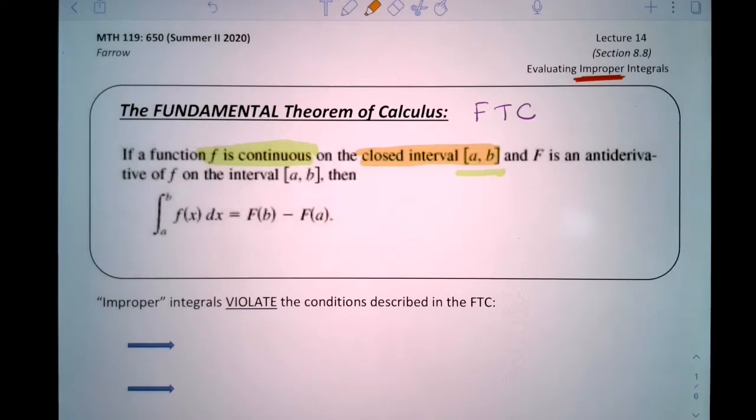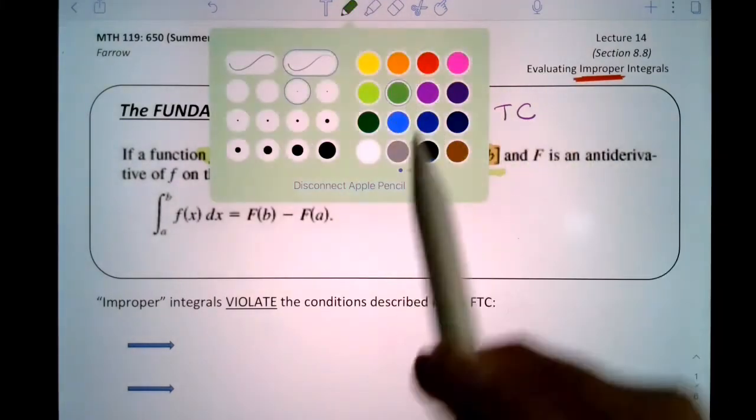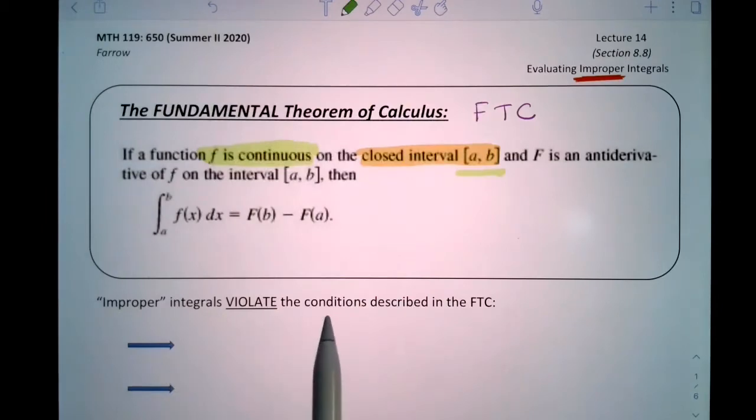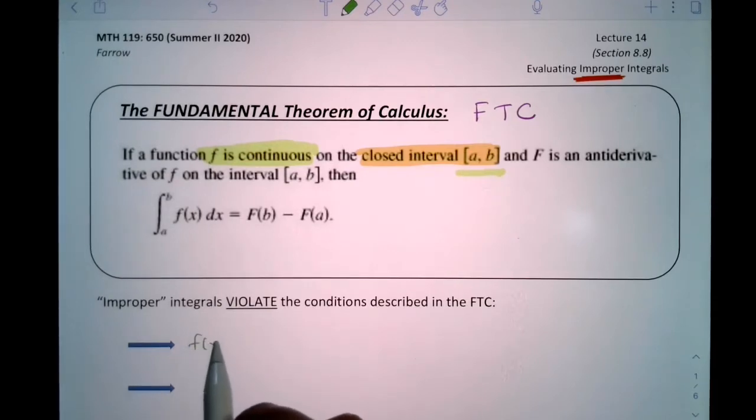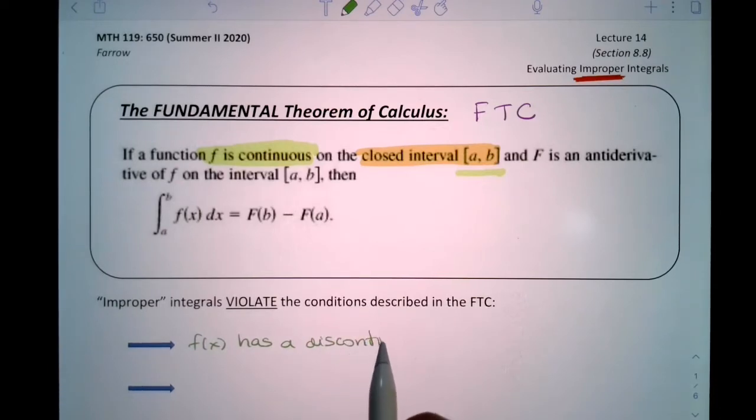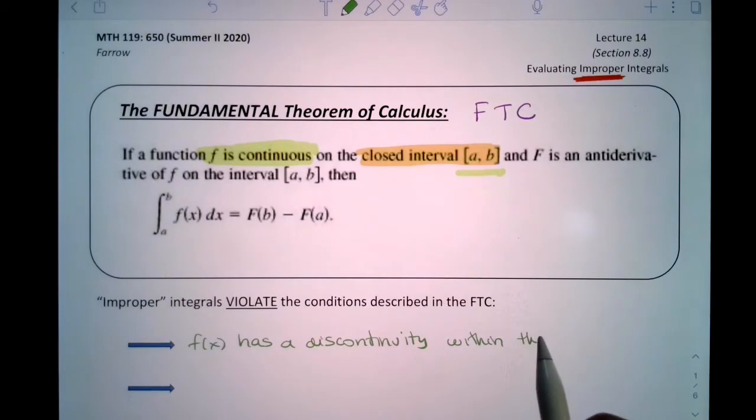So let's discuss and clarify what I was just mentioning. Let's go down here. Improper integrals that violate the conditions described in the fundamental theorem of calculus would be: what if f of x has some kind of discontinuity within the limits of integration? That is a violation of the fundamental theorem of calculus.